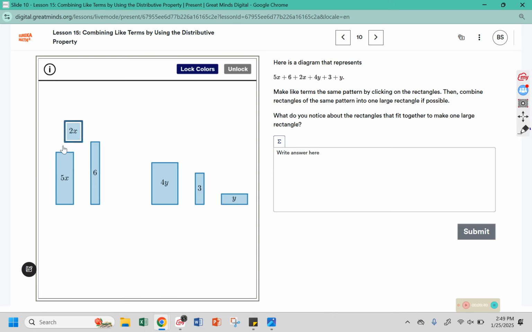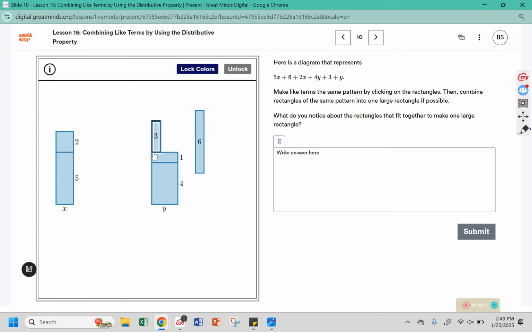Well, the x pieces have the same width. The number pieces have the same width. And the y pieces have the same width. But I can't combine this up here because it's not the same width or the same base.